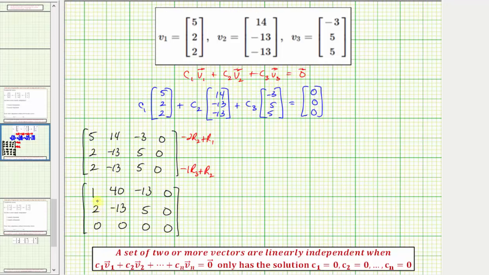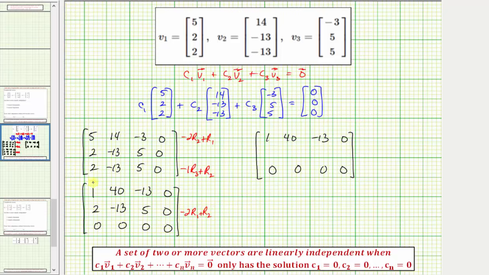So for the next step, let's get a 0 here by replacing row 2 with negative 2 times row 1 plus row 2. And we'll keep row 1 and row 2 the same for right now. So the first row stays the same. The last row stays the same.